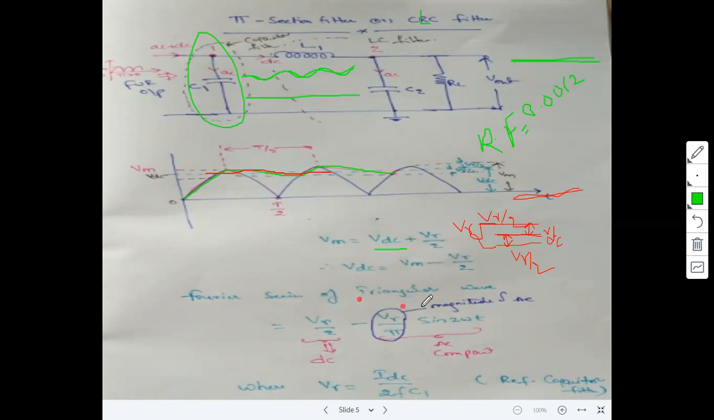Now the Fourier series of a triangular waveform. When we apply the Fourier series to the triangular waveform, we get VR by 2 minus VR by pi sine 2 omega t. The first one is the DC component, VR by 2. The second one is the AC component, and its magnitude is VR by pi. Already we derived for the capacitor filter that VR is equal to IDC by 2 into F into C1. We use this expression here.